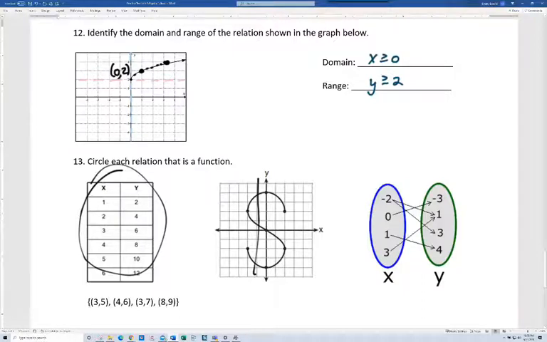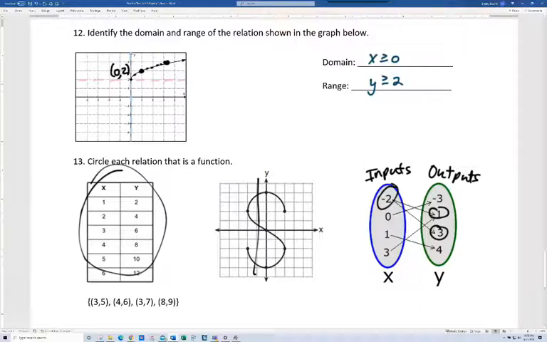And notice on this next one here, we're not going to circle that one because look at the -2. -2 corresponds to 1, and -2 also corresponds to 3. So -2 is an input value that has 2 different outputs. These are our inputs, or x values, and these are our outputs, or y values. Since -2 has 2 different outputs, it's not a function. All we have to do is find one problem. It doesn't matter that 0, 1, and 3 were okay. If we just find one input that corresponds to 2 outputs, it's not a function.